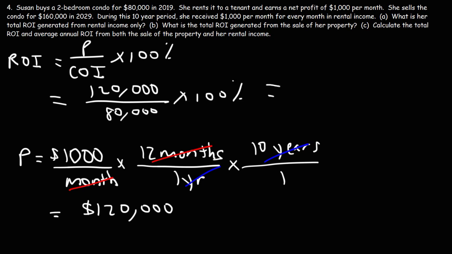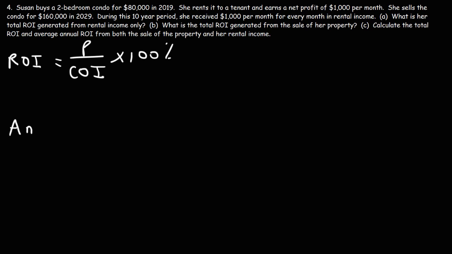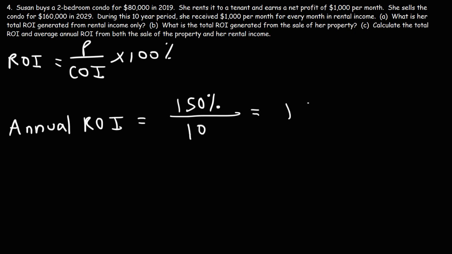So 120,000 divided by 80,000 times 100, that gives her a return on investment of 150% just from her rental income in a 10-year period. Now let's say if we wanted to calculate the annual ROI for the rental income, it's going to be the 150%, which she received in a 10-year period, divided by 10. So her average annual ROI would be 15% per year. But the answer for part A is 150% since we were looking for the total ROI generated from the rental income only. So that's it for part A.